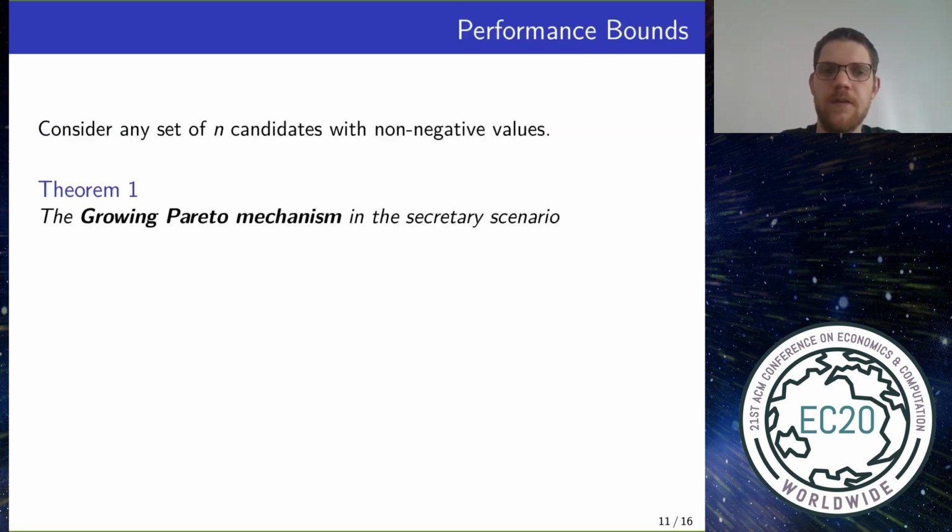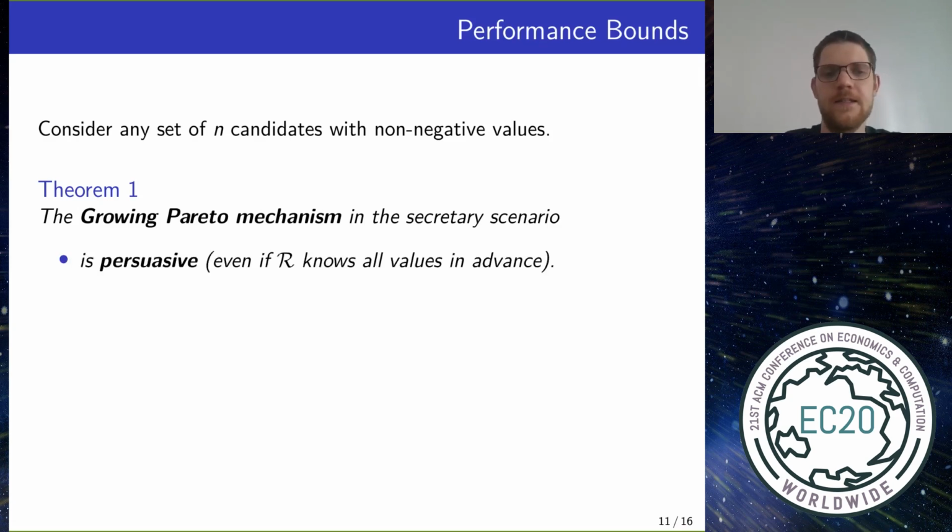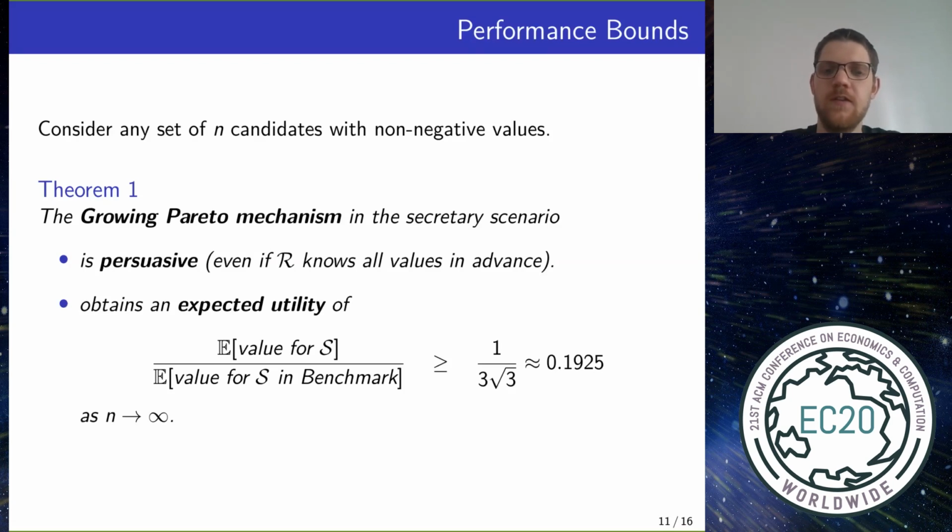This gives our first main result of the paper. For any set of candidates with non-negative values, the growing Pareto mechanism, which I will be defining on the next slide, is persuasive, and it also achieves an expected utility of at least 1/3 square root of 3 of the expected utility in the benchmark scenario, where again, in the benchmark scenario, both players know all values, and here in the secretary scenario, the utilities of the candidates are unknown.